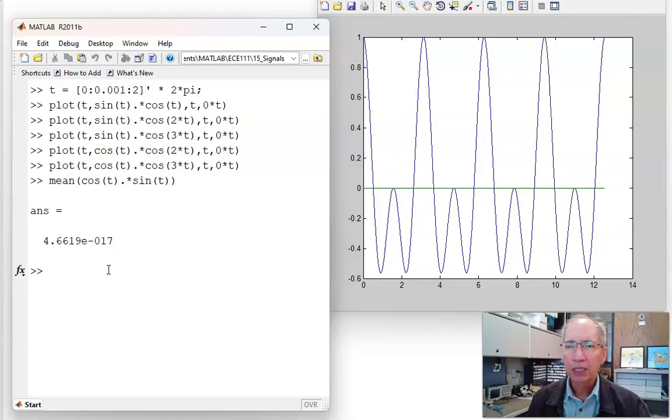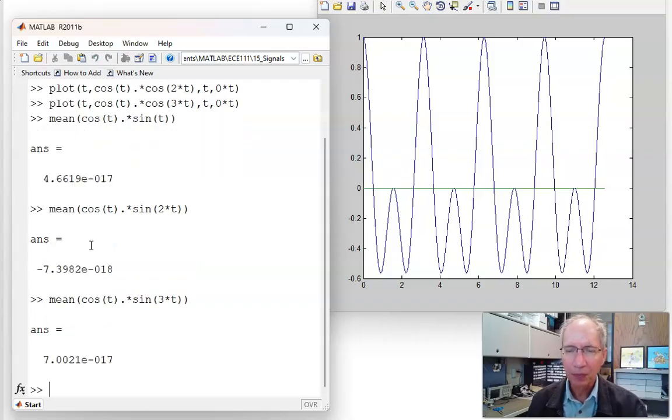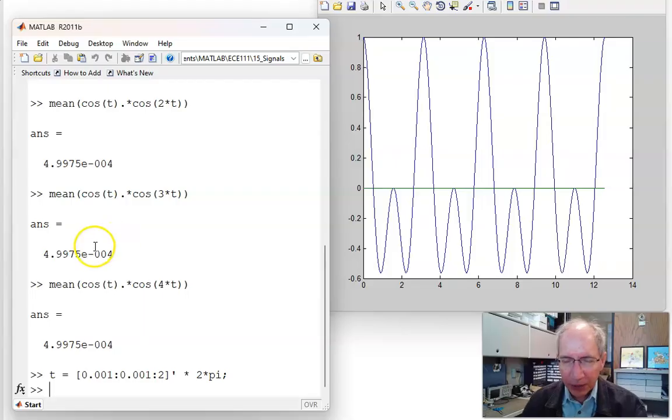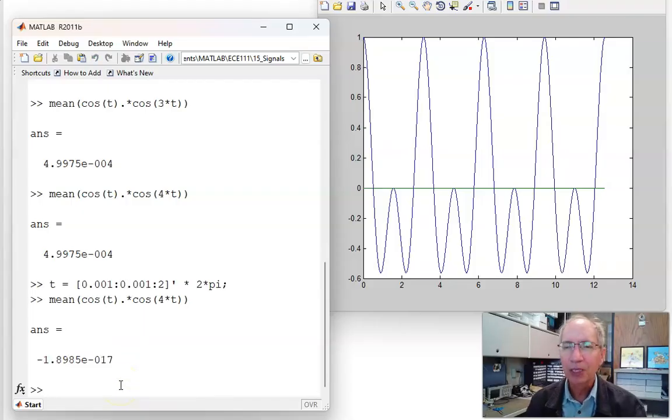Do that with the mean function. Sine and cosine, the average is basically 0. Cosine times sine of 2t, 0. Sine of 3t. Cosine times cosine. Cosine of t times cosine of 2t, average is 0. Times 3, average is 0. Times 4. And the reason it's not 0 is I'm double counting the two endpoints. So if I count them only once, I get 0.